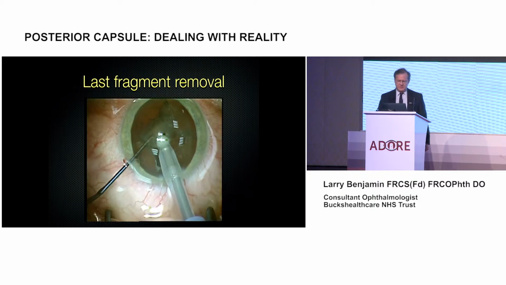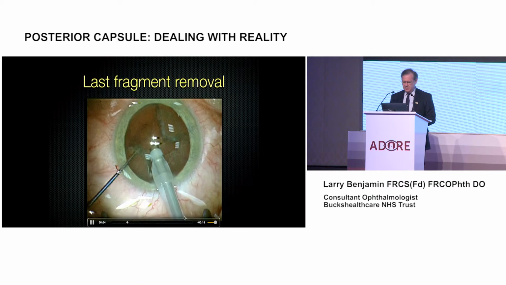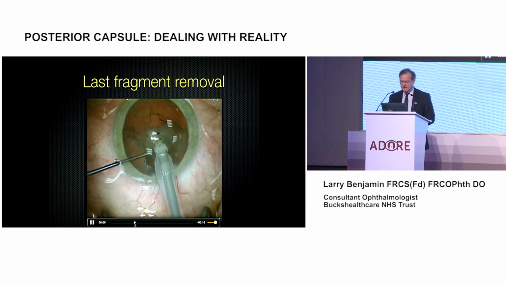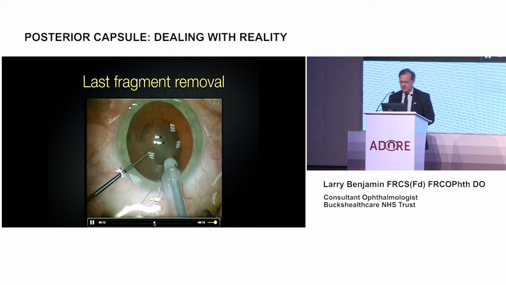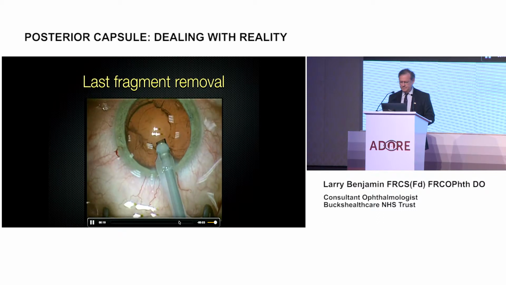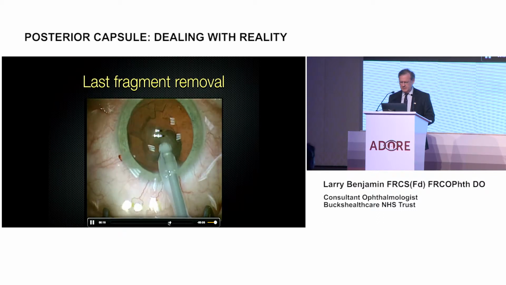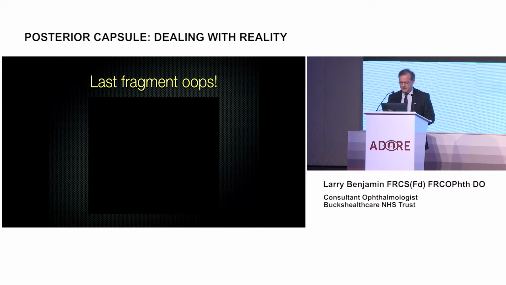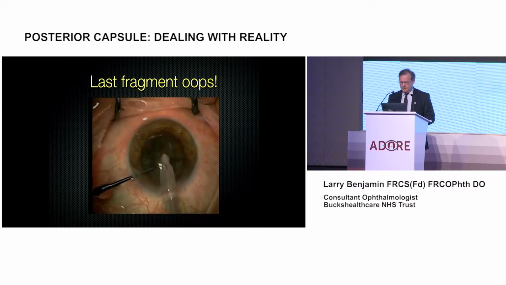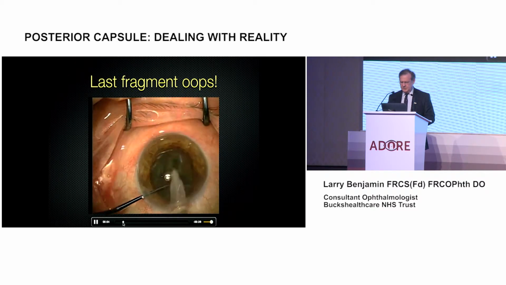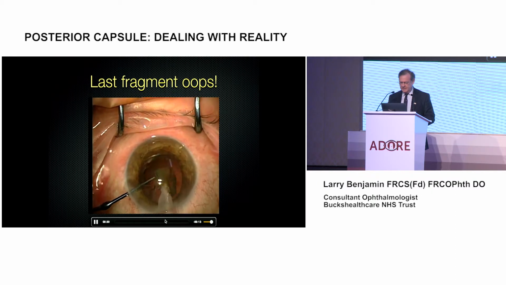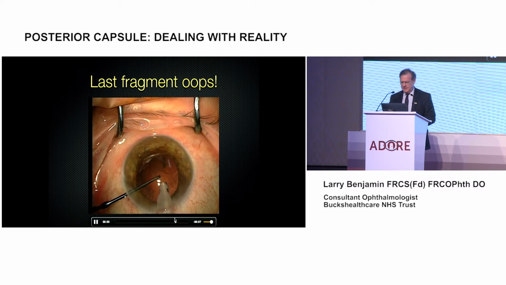Now, I talked about removing the second instrument. Here's an example where the second instrument is supposed to be protecting the posterior capsule, but actually damages it. I'll run this on forward a little bit. But you can see at the end of the procedure that there is, sorry, wrong video, this is the one. There is actually a hole in the posterior capsule caused by the second instrument, just there.